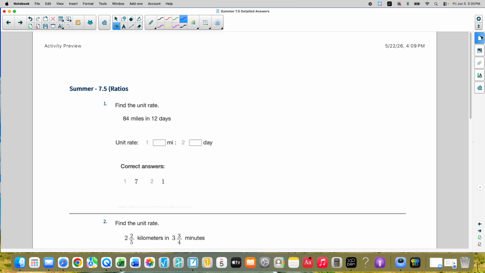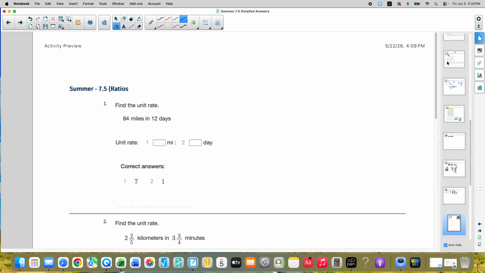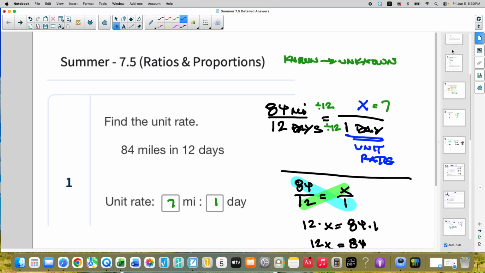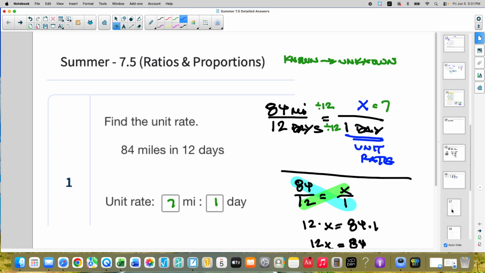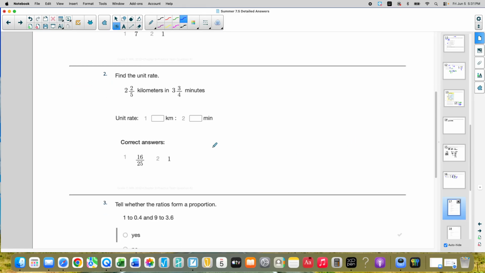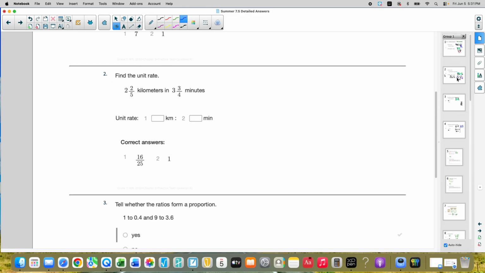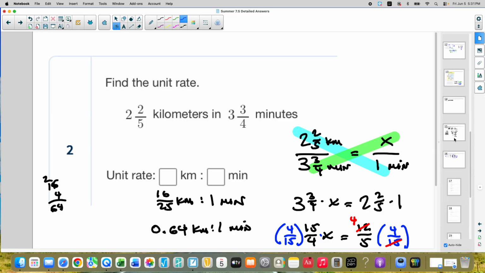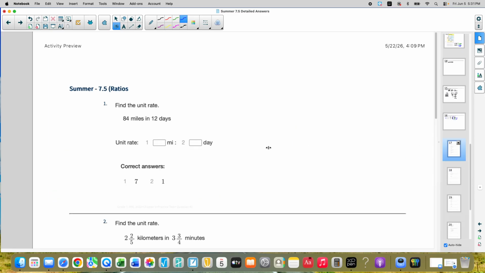Let's go over these. Let's go to the pages. I don't have the answer key with me. I'm at home, sorry. So 7-1, yep, that worked. Number 2 was 16/25 and 1. I like it.